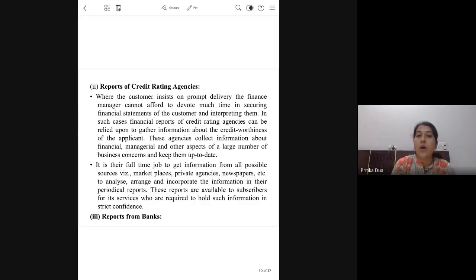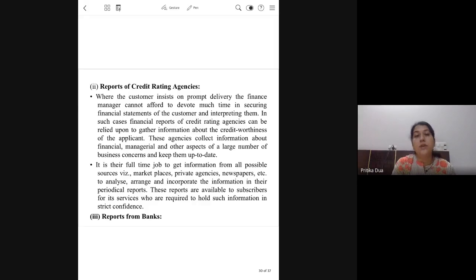Then report of credit rating agencies. Again, this is for an organization. Say that organization has issued some debt in the past, so it would have got its rating done by some credit rating agency, like say Moody's, S&P, ICRA, CARE. So their past history in this regard will let you know how efficient that particular firm is with respect to credit worthiness. Then reports from banks.